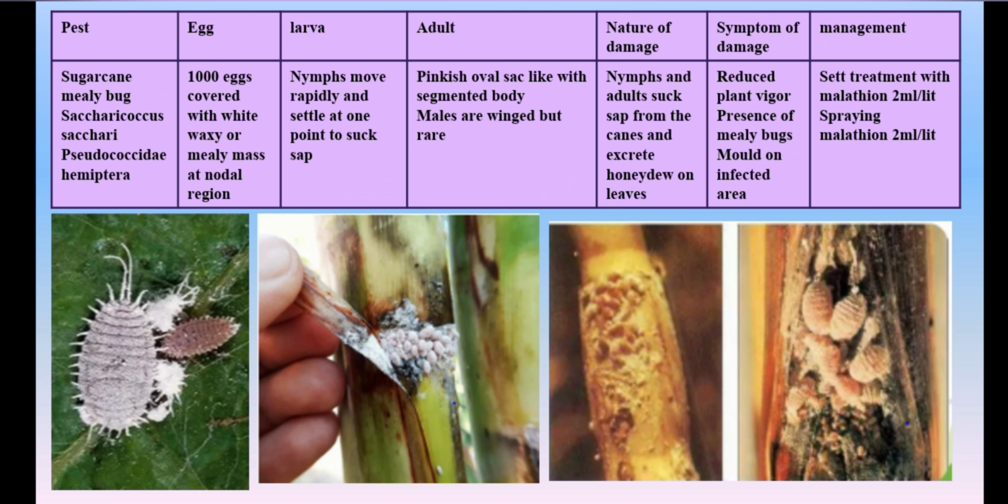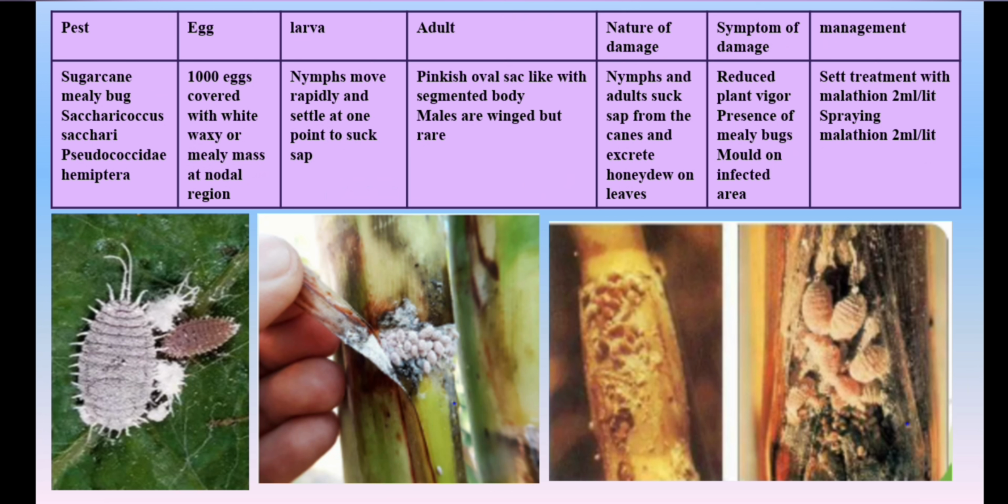So the adults are pinkish, oval, sac-like with a segmented body, and here you can see in the first image the clear segments of the mealybug. And males are winged, but these are rare. Nature of damage: nymphs and adults will suck sap from the canes and excrete honeydew on the leaves. So as a result, what symptoms will be there? Reduced plant vigor, presence of mealybugs, mold on the infected area.